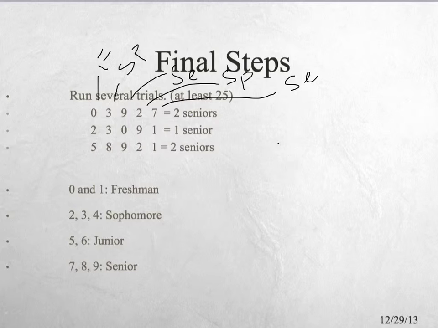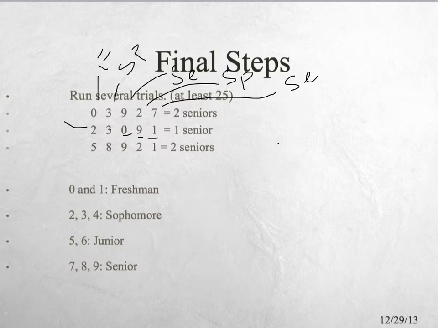The next time I ran the simulation on my calculator, I got 23091. So that tells me I have a sophomore, I have another sophomore, I have a freshman, that's the 0, and I have a senior, and I have a freshman. I have 1 senior out of the group. Then the next one was 58921, and out of that group, the 8 and the 9 represent 2 seniors. Now, when you're doing one of these problems, you need to show me some of the outcomes of your random number generation with the response variable noted for that run.